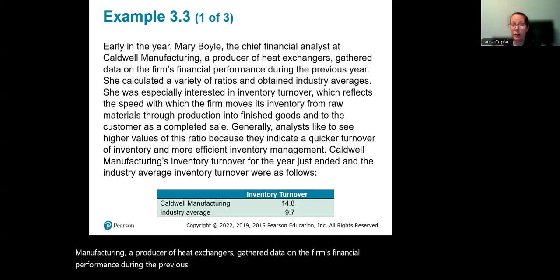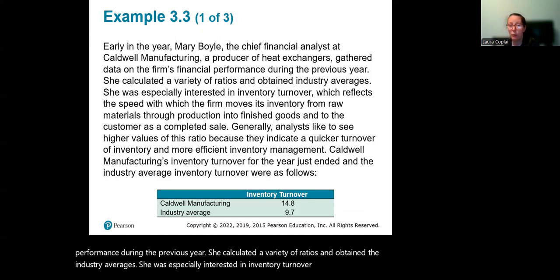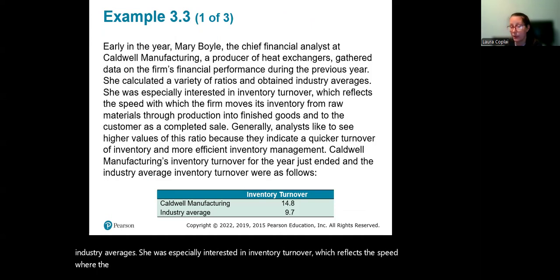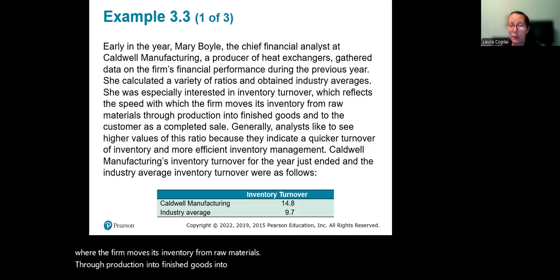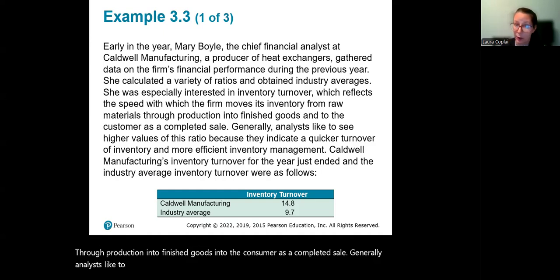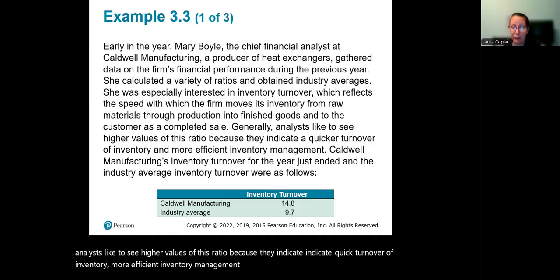She calculated a variety of ratios and obtained the industry averages. She was especially interested in inventory turnover, which reflects the speed at which the firm moves its inventory from raw materials through production into finished goods and to the consumer as a completed sale. Generally, analysts like to see higher values of this ratio because they indicate quick turnover of inventory and more efficient inventory management. So Caldwell Manufacturing's inventory turnover for the year just ended and the industry average turnover were as follows.